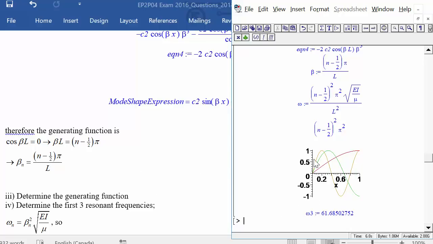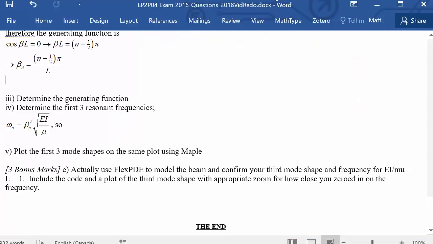Okay, that's this yellow one there. The green one is what we thought, and the red one is what we thought too. So beautiful picture of the modes, and we think the third one is going to be around 61.685. Okay, last one. Actually use Flex to model the beam and confirm the third mode shape and frequency for EI over mu is 1. Include the code and a plot of the third shape with appropriate zoom.